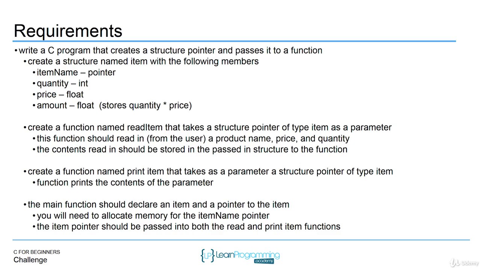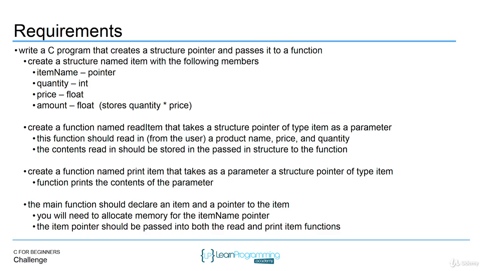In the main function, you want to declare an item, basically an item of the pointer structure, or declare an item and a pointer of the structure, because then you can assign to the pointer the address of the item. And then you also need to allocate memory for the item name pointer. So remember, the item name element inside the structure is a character pointer. That means you have to allocate memory for it. If it was a character array, you wouldn't have to.